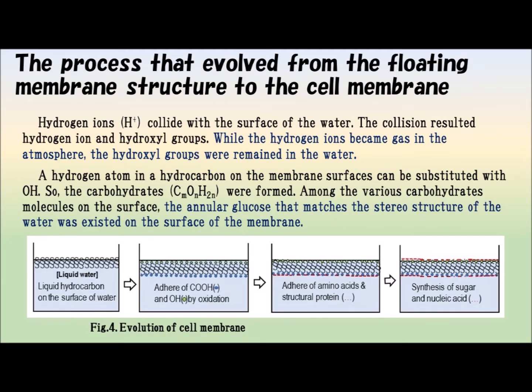The process that evolved from the floating membrane structure to the cell membrane is shown in Figure 4. Hydrogen ions collide with the surface of the water. The collision resulted in hydrogen ions and hydroxyl groups. While the hydrogen ions became gas in the atmosphere, the hydroxyl groups remained in the water. A hydrogen atom of a hydrocarbon on the membrane surface can be substituted with a hydroxyl group. So, carbohydrates were formed. Among the various carbohydrate molecules on the surface, the annular glucose, which matches the stereostructure of the water, existed on the surface of the membrane.